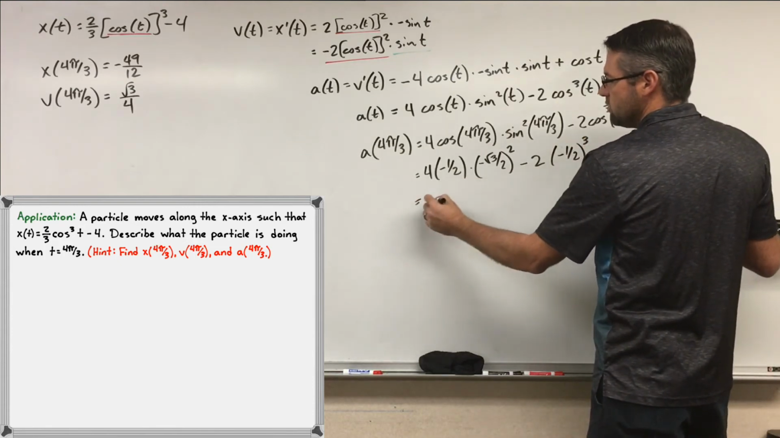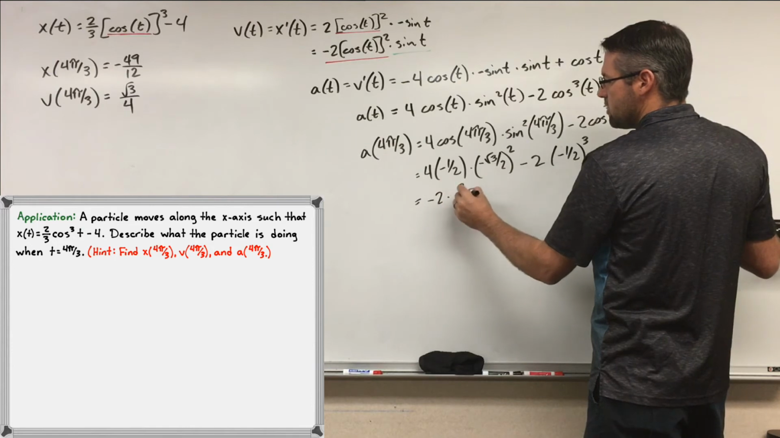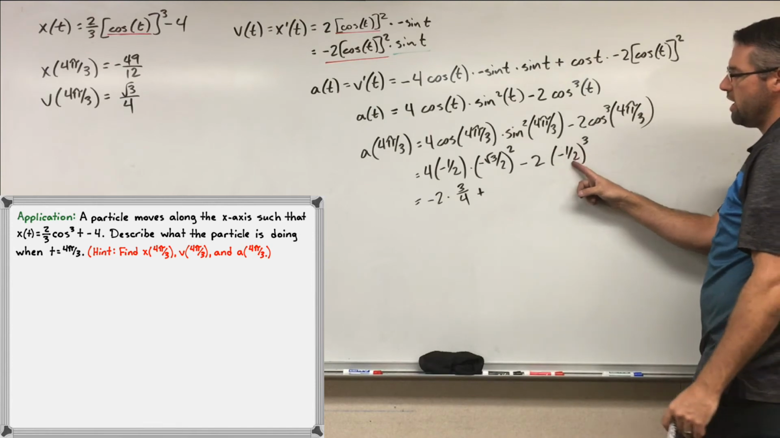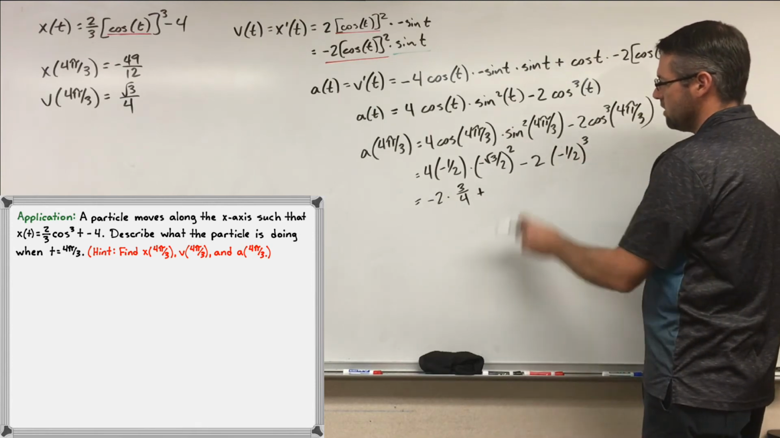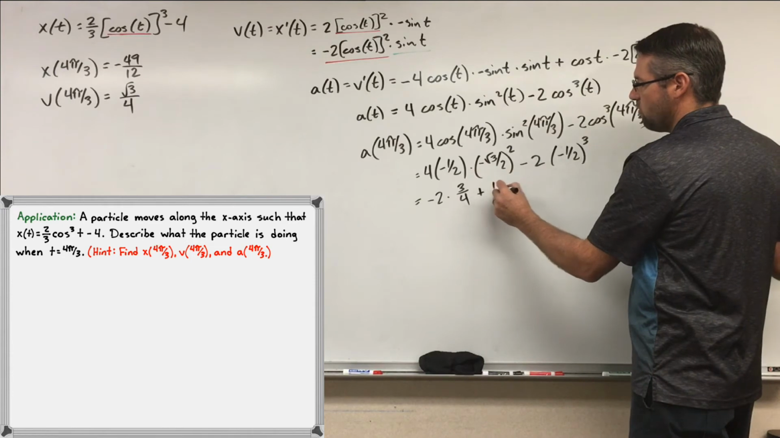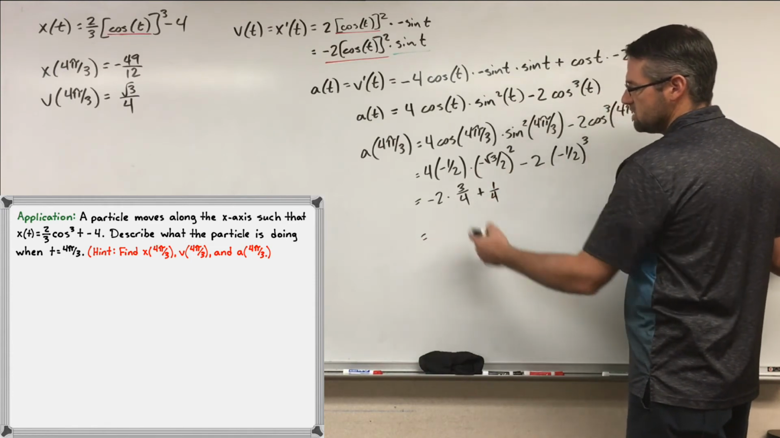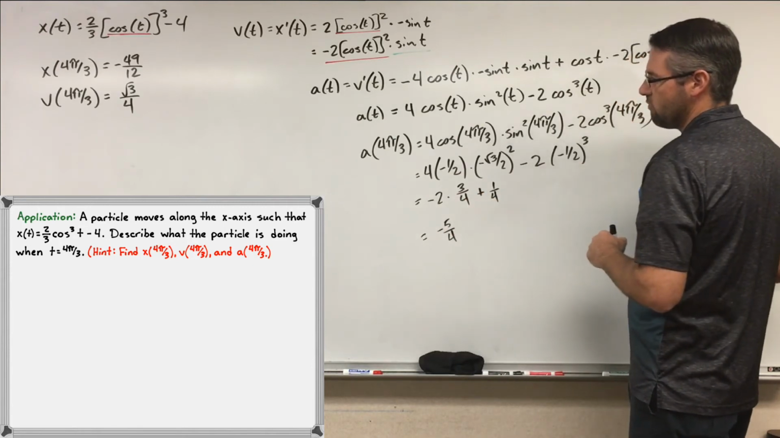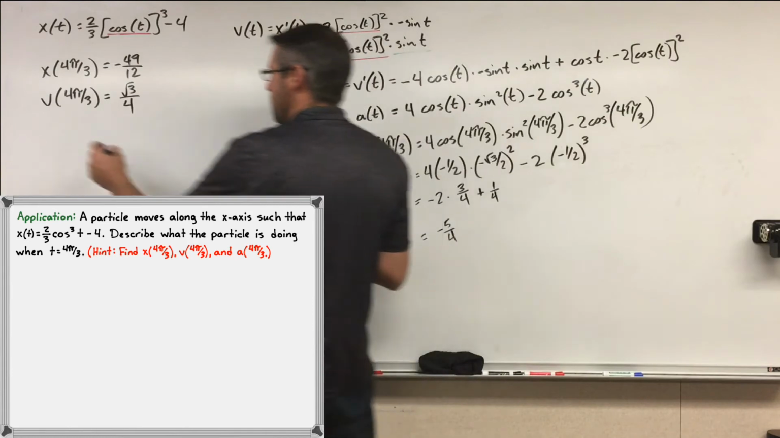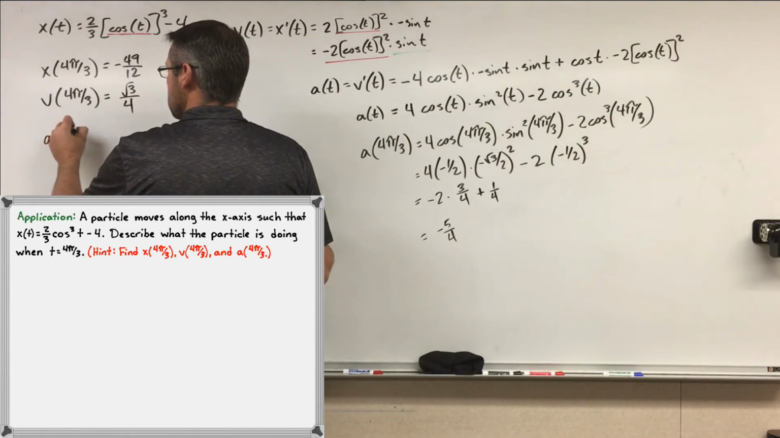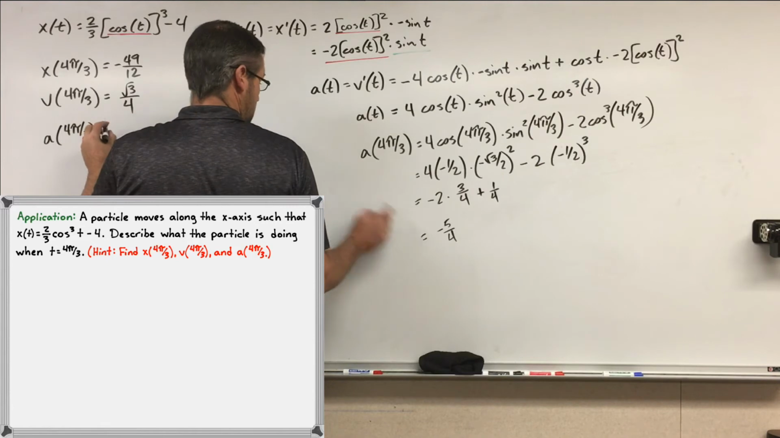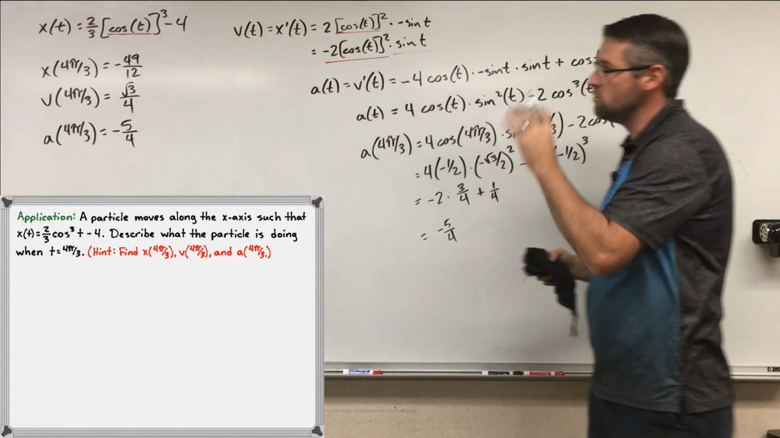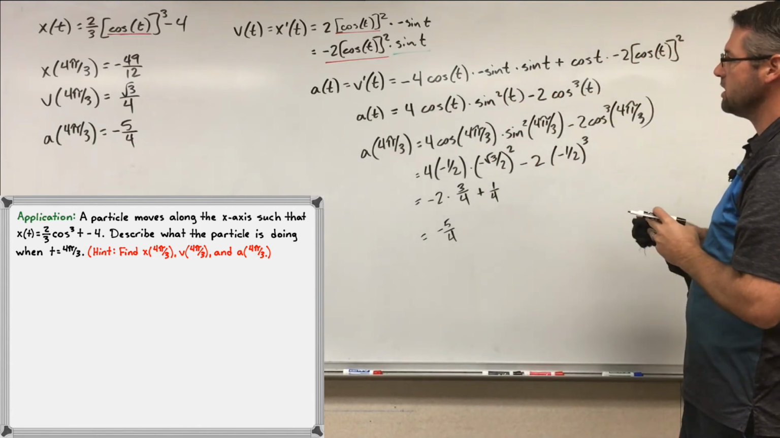So we end up with negative 2 times, that's going to be 3 over 4. And then here we're going to get plus, because negative 1/2 cubed is negative 1/8, times 2 is positive 1/4. And so this is negative 6 over 4 plus 1 over 4, which is negative 5 over 4. So we have our acceleration is negative 5 over 4. So let's go ahead and write that down. Negative 5 over 4. All right, so we have all the values of our position, velocity, and acceleration.